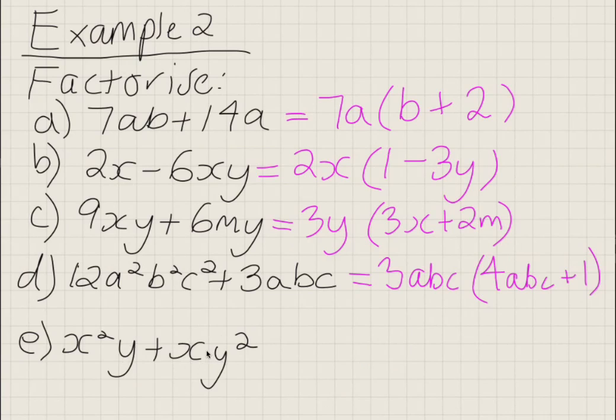So pulling out xy, xy times what gives x squared y? Well, that's just being multiplied by x. And xy times what gives xy squared? That's just being multiplied by y. So pulling that out the front there, that's your final answer.